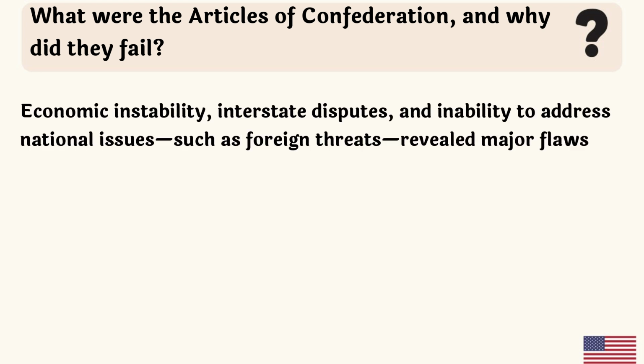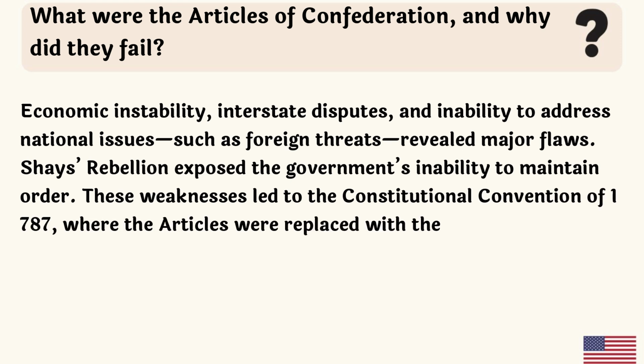Economic instability, interstate disputes, and inability to address national issues, such as foreign threats, revealed major flaws. Shays' Rebellion exposed the government's inability to maintain order. These weaknesses led to the Constitutional Convention of 1787, where the Articles were replaced with the stronger U.S. Constitution.